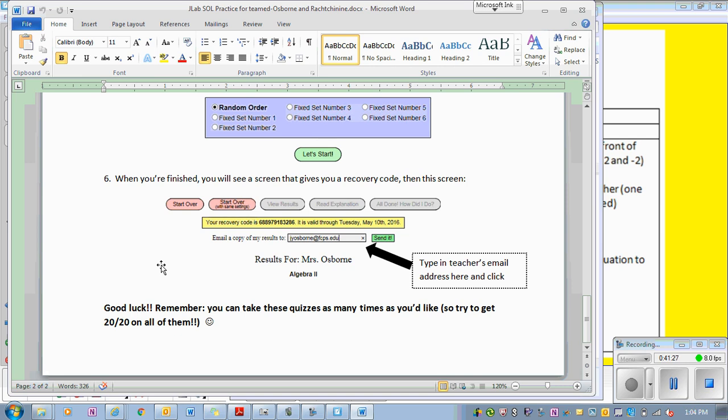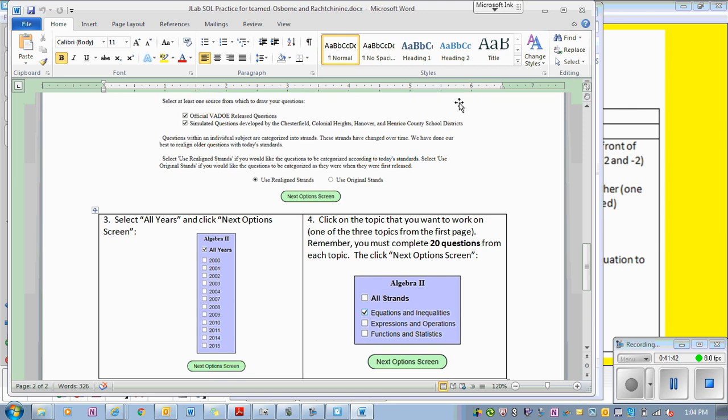Okay? Any questions about the JLabs? All right, so make sure you put this somewhere safe. When does this come due? The 26th of May. It's a Friday.